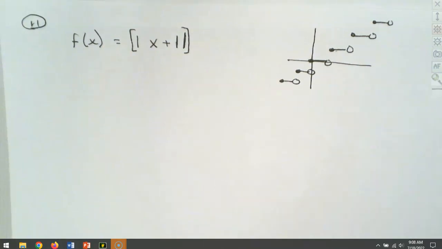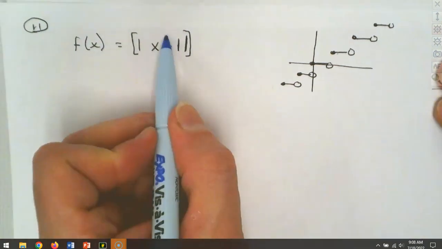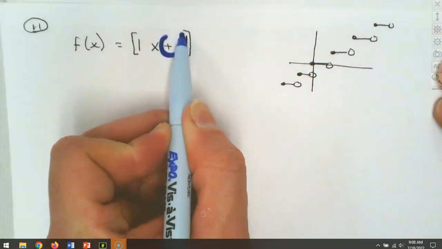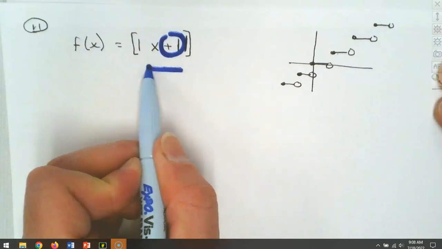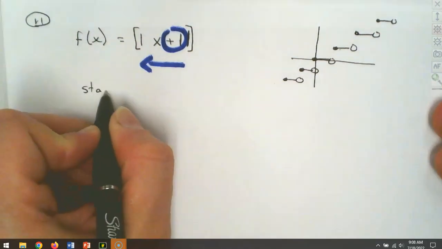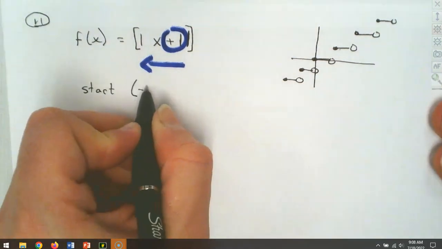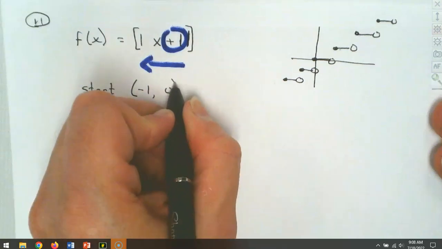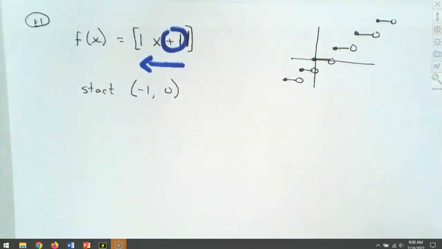Now, what we need to remember is we always start with a closed circle. There's no number on the end. And the number inside is a positive 1. So that's going to slide that graph back 1 unit. So in this case, we're going to have to start at -1, 0. Because we're sliding the graph back 1 unit.